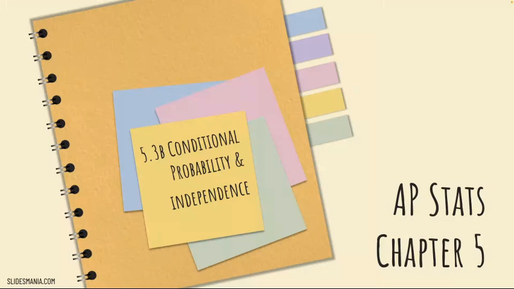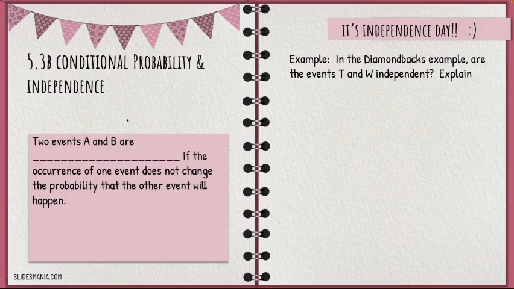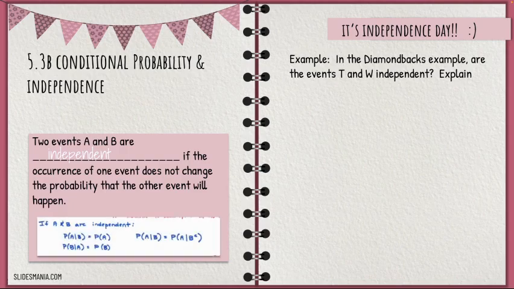This is our last section in Chapter 5, Conditional Probability and Independence. Two events, A and B, are independent if the occurrence of one event does not change the probability that the other event will happen. So here are some formulas to show it.